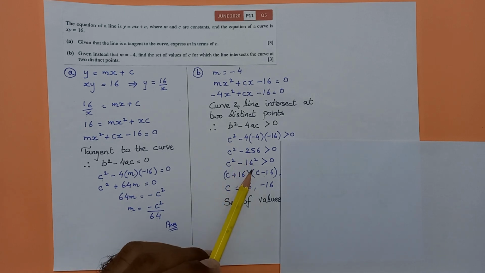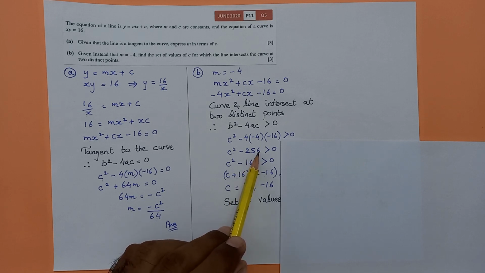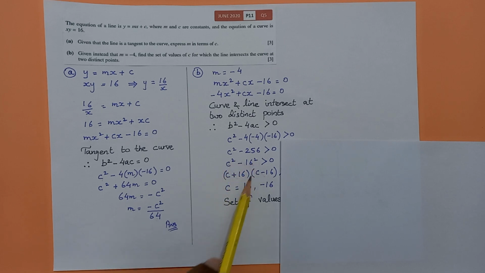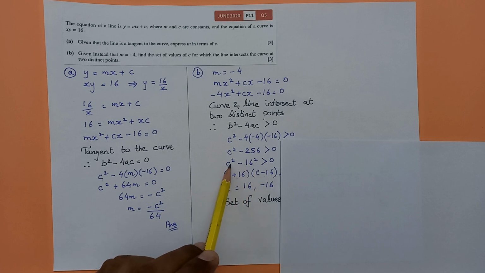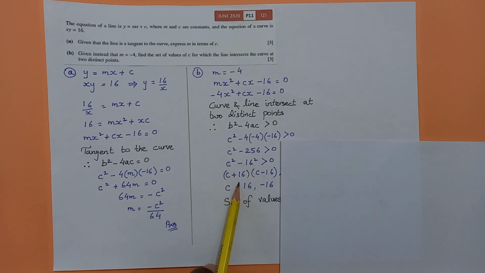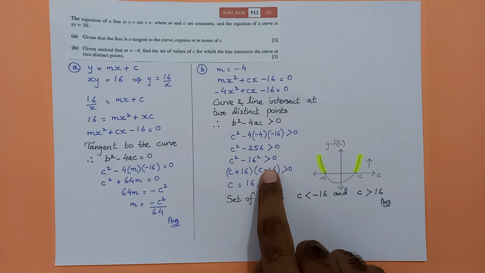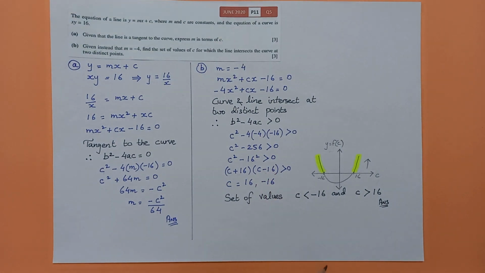We could simply use the formula a square minus b square, because 256 is a perfect square, which is 16 square. So we have c square minus 16 square, which is exactly according to the formula a square minus b square, equal to a plus b times a minus b, and the inequality says that it is greater than 0. Now if we take the roots of the equation, one root is -16 and the other root is 16.